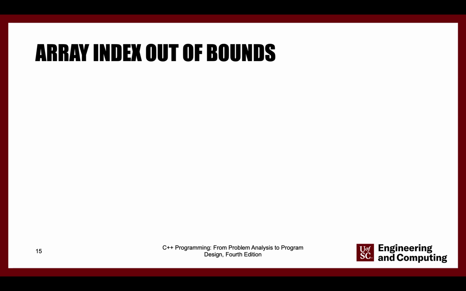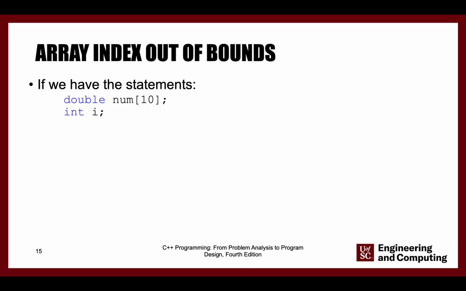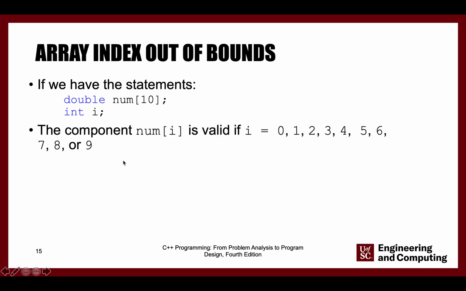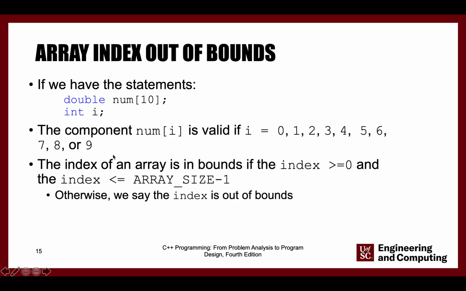Worth mentioning: array index out of bounds. The idea here is that we don't want to step outside of the bounds of our array and access or modify something that doesn't belong to our array. So imagine we have an array of 10 doubles. num at i, which is our array, is valid for all of these indices, all the way from 0 to 9. If I step one out of that and try to index at, say, array size at 10, then I'm technically outside of my bounds.